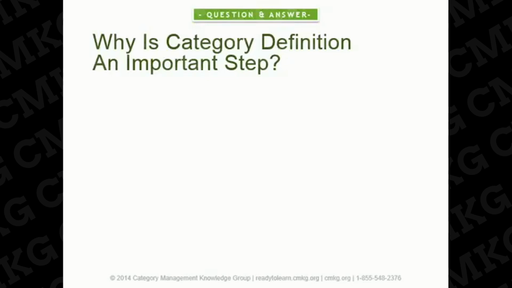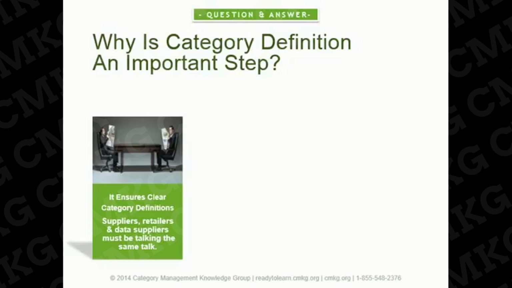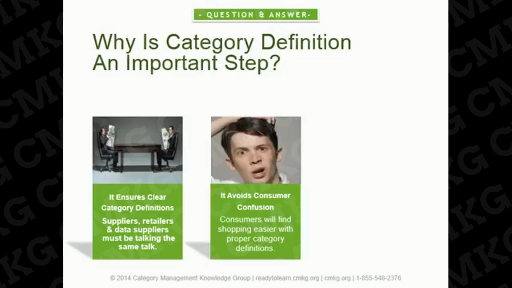Category definition is a critical piece of the retailer's overall strategy for several reasons. First, it ensures clear category definitions. Suppliers, the retailer, and data suppliers need to clearly understand the category definition. They need to be talking the same talk. In many cases, this doesn't happen. We'll review more details on aligned data in a few minutes.